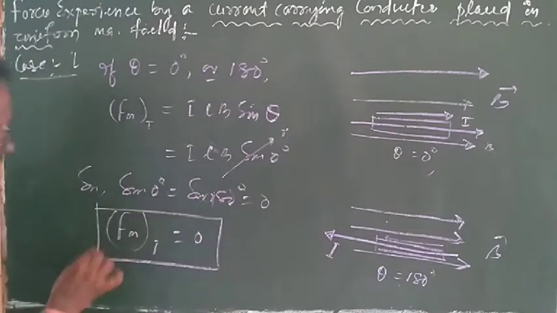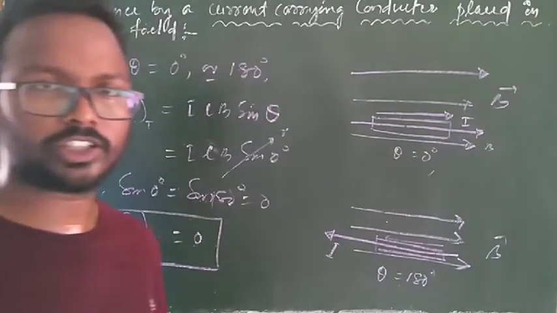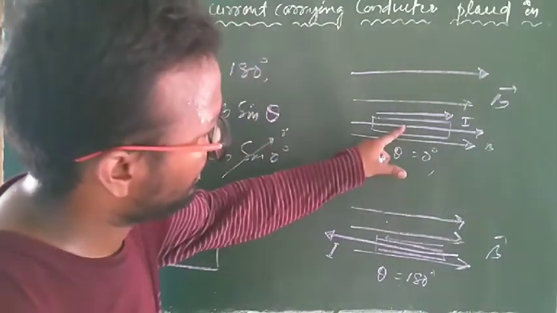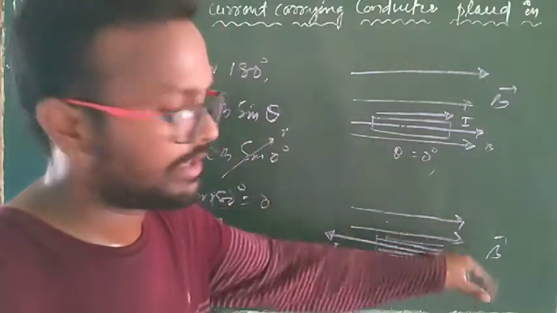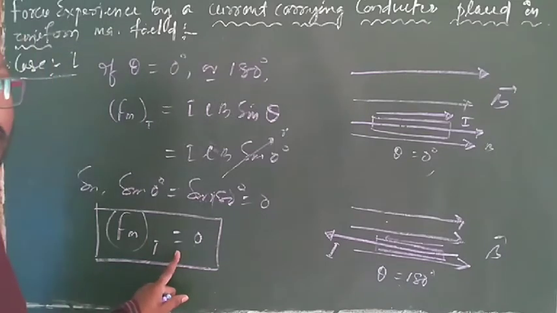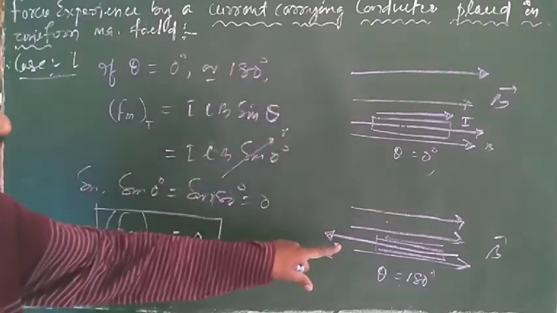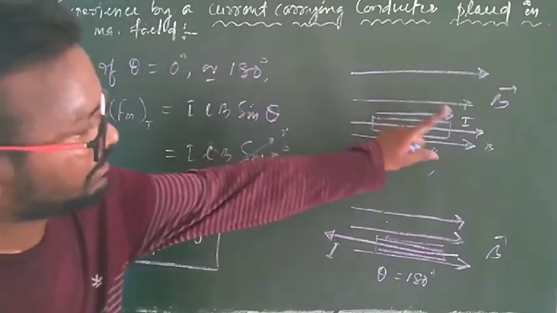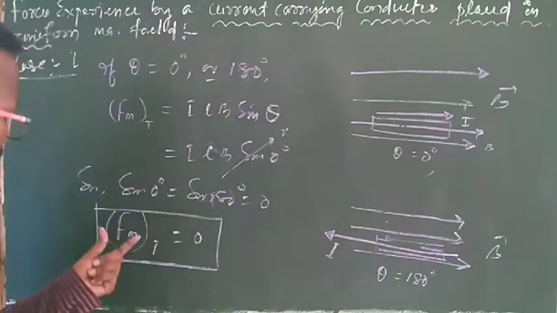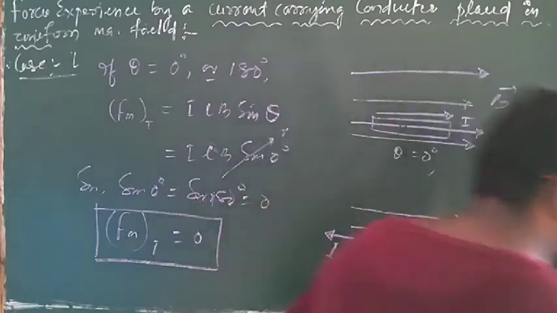The net force experienced by a current carrying conductor, if the conductor is placed parallel or anti-parallel to the direction of the magnetic field, then it does not experience any force. That means the net magnetic force experienced by a current carrying conductor placed inside a uniform magnetic field, parallel or anti-parallel to it, is 0. Clear? Okay.